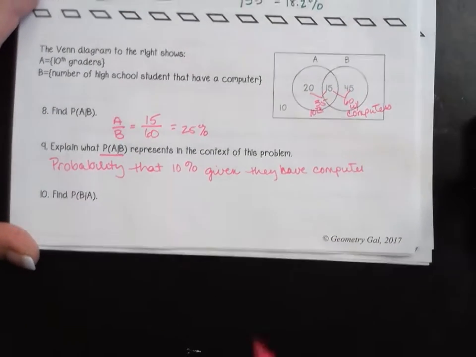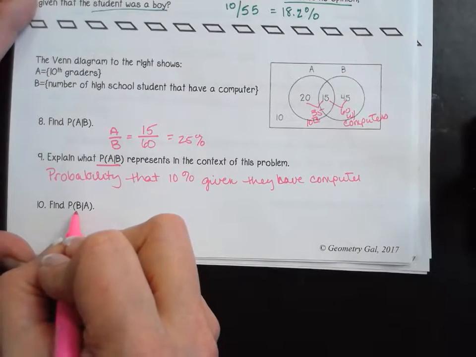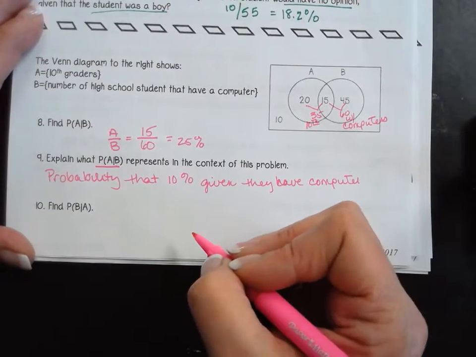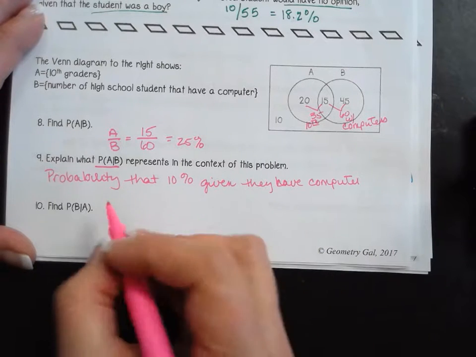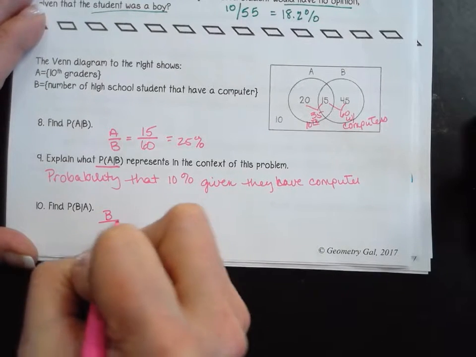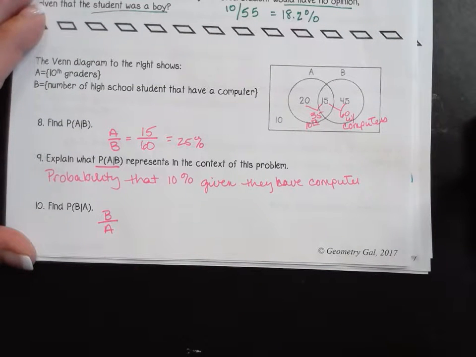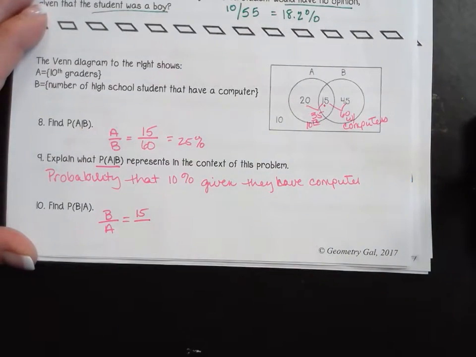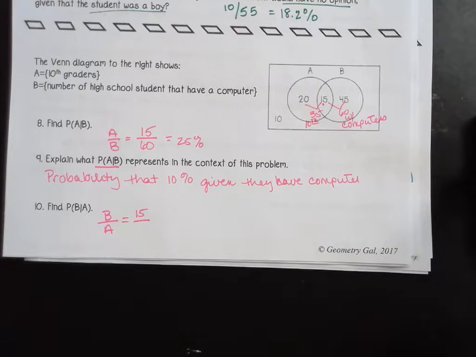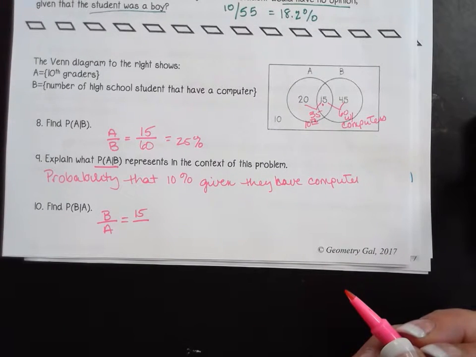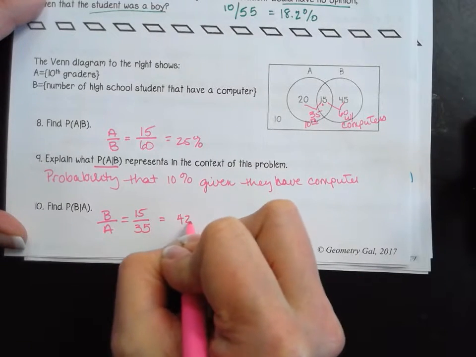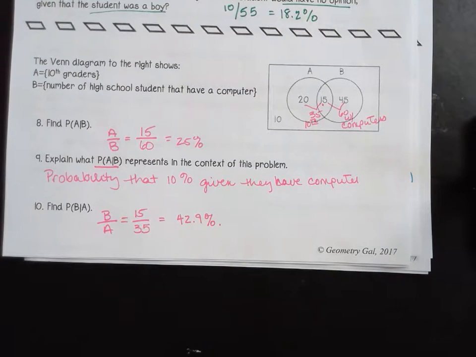Okay, so let's now find the probability that they have a computer given they're a 10th grader. So now I'm going to have B over A, agreed? So now I still have 15 that are both, but now it's given that they're a 10th grader. What's my total this time? 35, perfect, which is 42.9%.